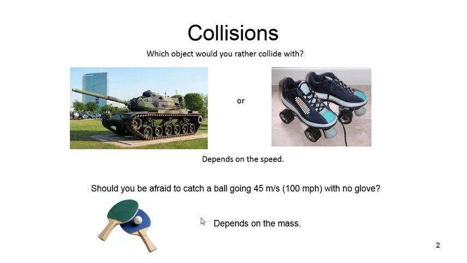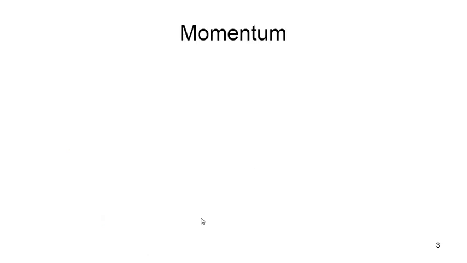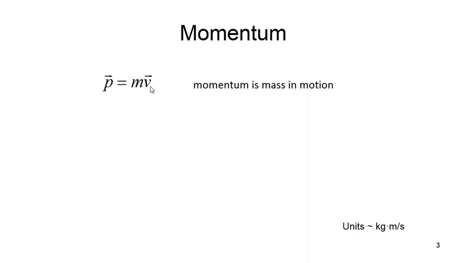So we need to introduce a new quantity that combines the speed of an object and the mass of an object in such a way to help us think about what that object is going to do in a collision. And that new quantity is called momentum. Here's our equation that defines momentum. We're going to use the letter P for momentum, and momentum is just equal to the mass of an object times the velocity of an object. A nice thing to say is momentum is mass in motion. There's the mass, there's the motion.